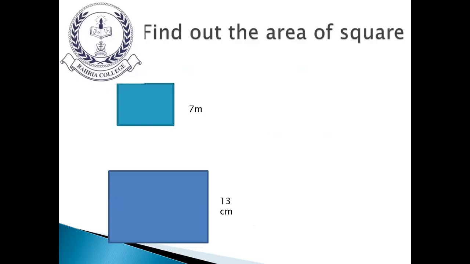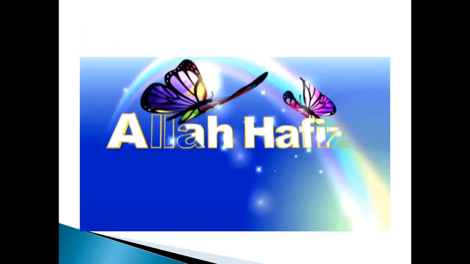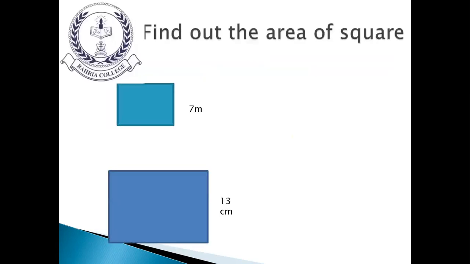Find out the area of a square. And again, we have the square, one side is 7 meter, and the second square one side is 13 centimeter. So 7 meter and 13 centimeter squares are there, and you have to measure the sides. So this is how you have to do it, children. I hope you are understanding, and I hope you can do it.